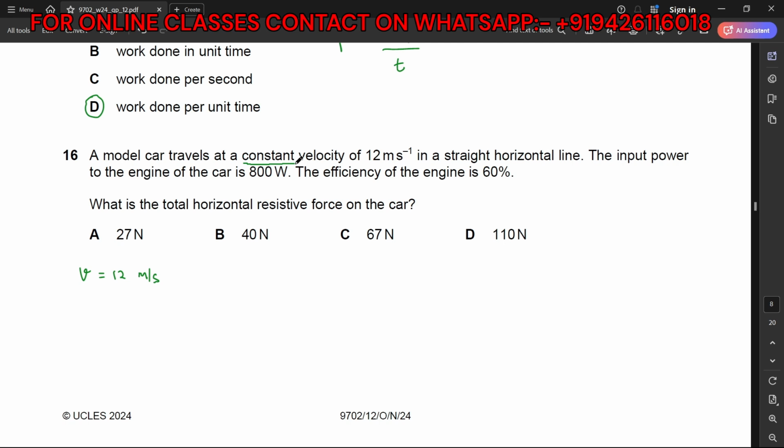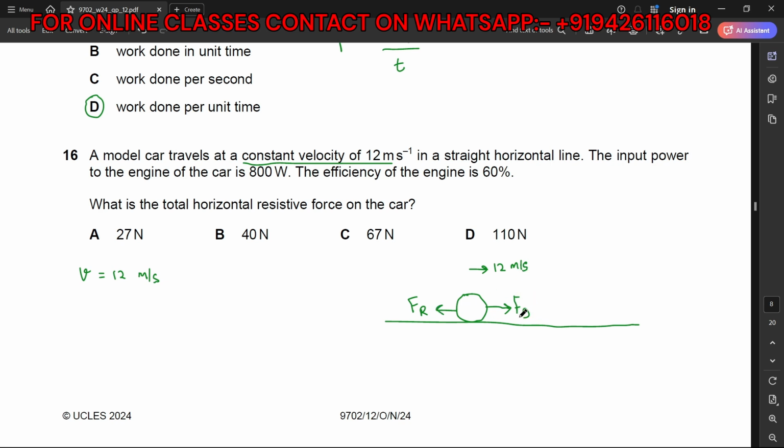First of all, it is a constant velocity, which means that if this is a flat road and here is my model car, and it's continuously traveling at a constant velocity, the acceleration is zero. So the driving force must be equal to the resistive force. Only in that case does my force cancel out and my net force is equal to 0. And if my net force is equal to 0, I know that F net is equal to ma, so my acceleration must also be 0. And if my acceleration is 0, it means it is traveling at a constant velocity of 12 meter per second. That is the idea.